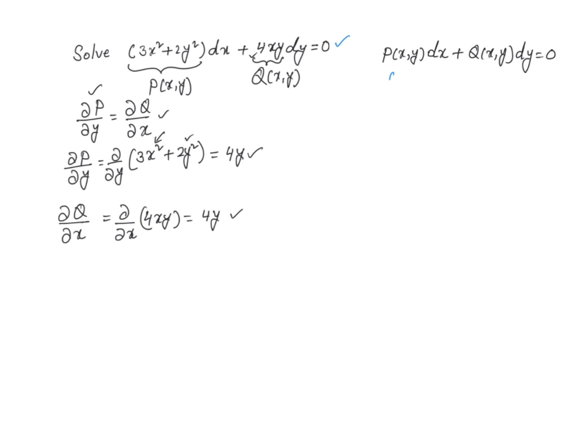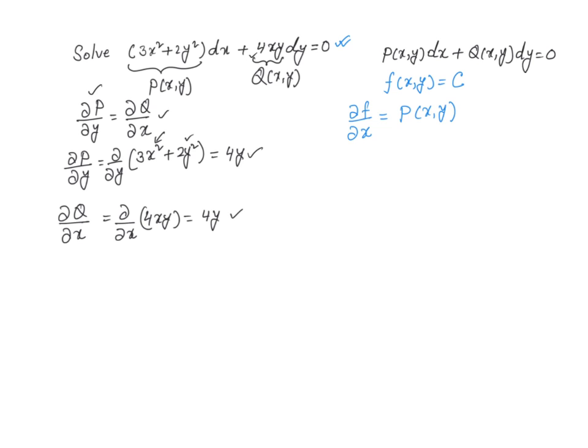That also tells me that there is a function which we call the potential function. Actually in physics they call it the potential function. f(x, y) is equal to some constant c. That's going to be the general solution to this differential equation. Now, can we find this potential function? Yes, of course we can. By definition, we know that ∂f/∂x is nothing but P(x, y).